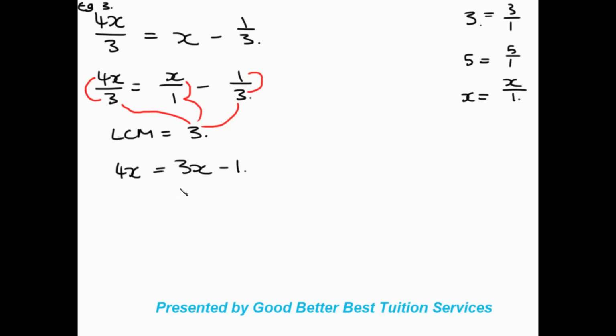So then what we're going to do is bring our 3x over the equal to sign. So it will get a negative sign, and it will become 4x minus 3x is equal to negative 1. So then we'll be left with x is equal to negative 1.